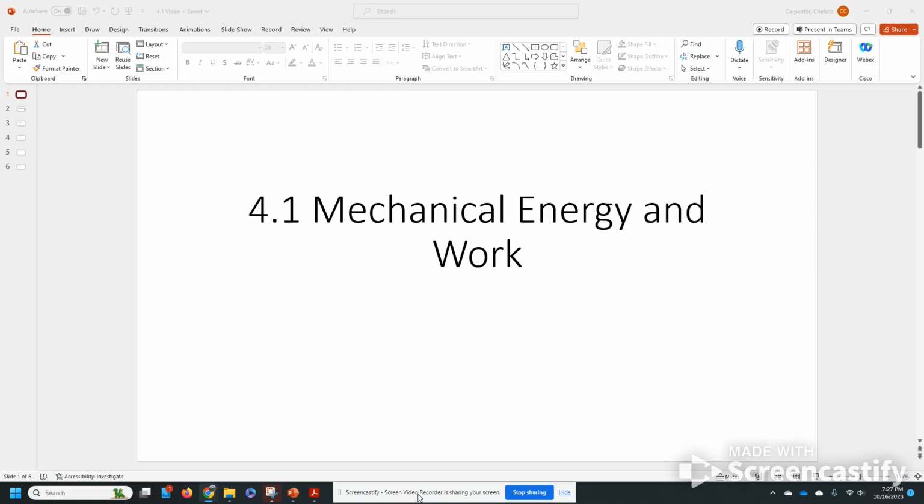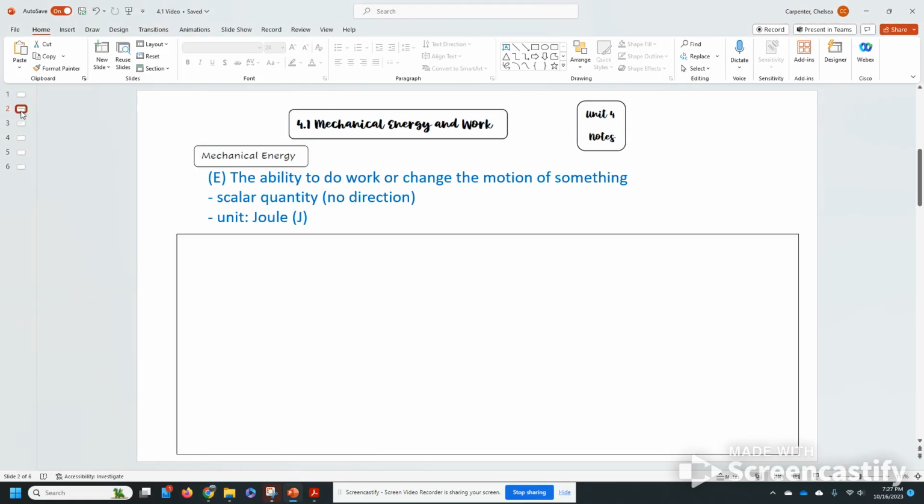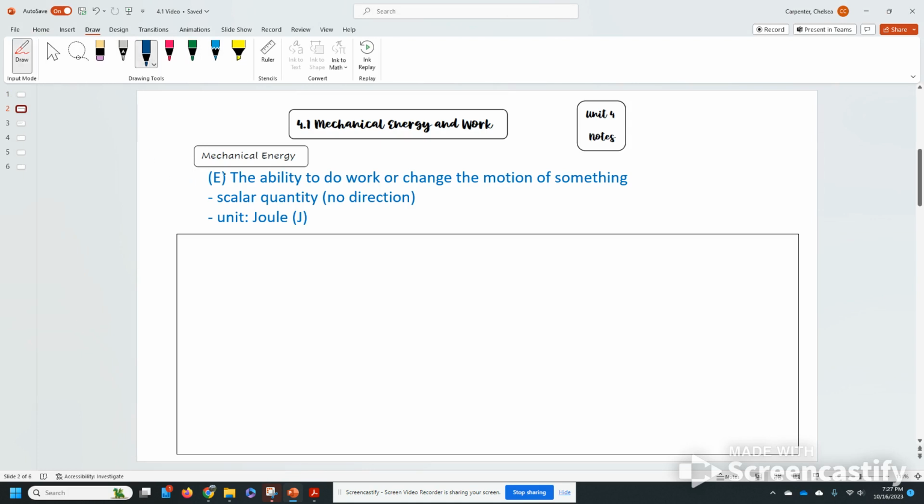Everybody. Today we're going to start Unit 4, talking about mechanical energy and work. So first thing we'll define is mechanical energy. Energy is going to be represented by the capital letter E, and this is mechanical energy specifically. It is defined as the ability to do work, which we'll define later, or change the motion of something. So something has energy if it can cause a change in motion of something else.